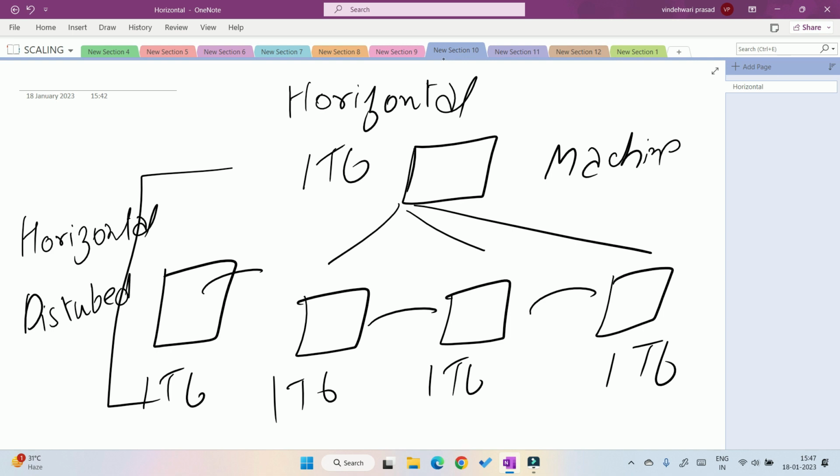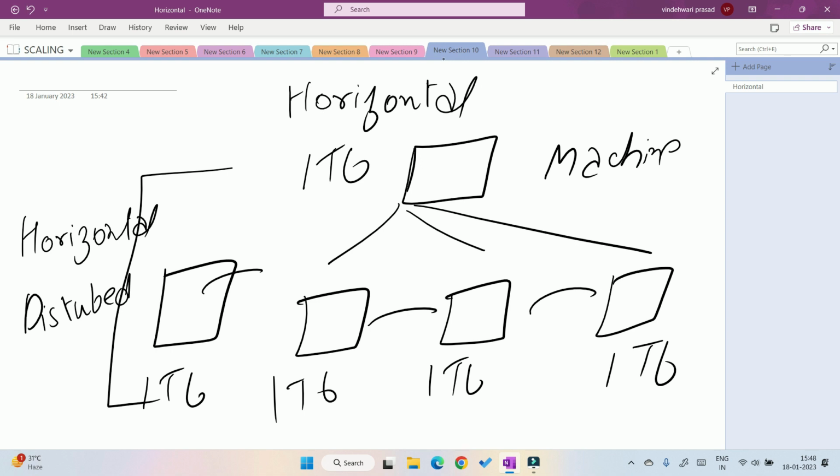Let's again explain it with the laptop example. Suppose you have one laptop, and now you have a problem. So you buy a second laptop, a third laptop, a fourth laptop. Here you can buy infinite laptops and there will be no problem. It is called distributed monolithic scaling.